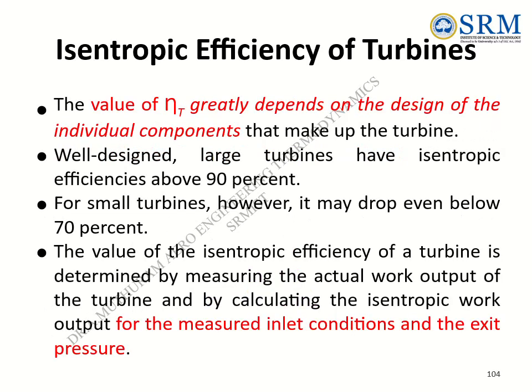The value of NT greatly depends on the design of the individual components that make up the turbine. Well-designed, large turbines have isentropic efficiencies above 90%. For small turbines, however, it may drop even below 70%. The value of the isentropic efficiency of a turbine is determined by measuring the actual work output of the turbine and by calculating the isentropic work output for the measured inlet conditions and the exit pressure.